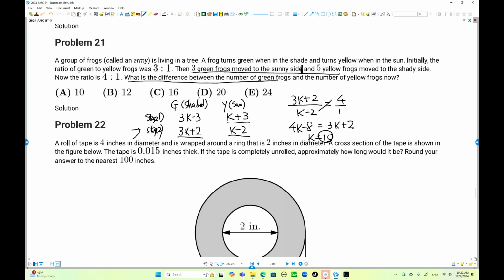This is the question: what is the difference between the number of green and yellow frogs now? If K is 10, green is 32. Yellow is K minus 2, 10 minus 2, which is 8. The difference is 32 minus 8, which is 24, okay?